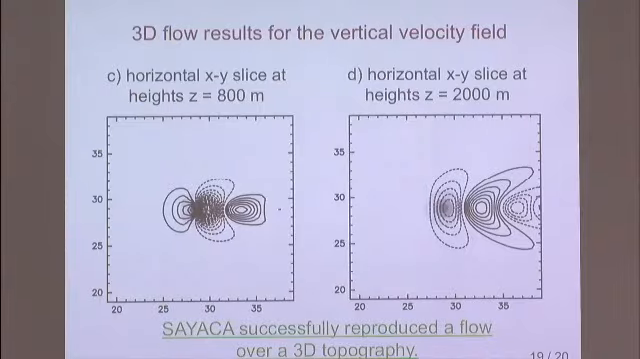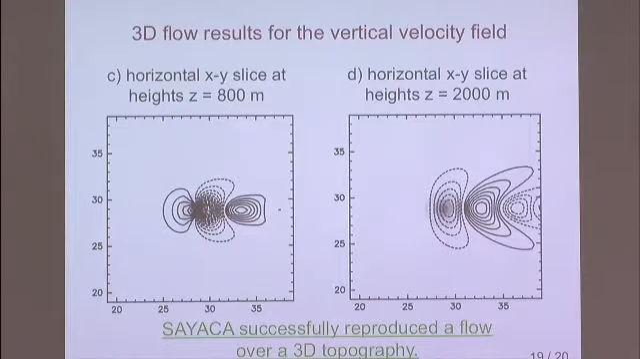And these pictures are the horizontal slices of the vertical velocity field for 2 different heights. This also shows the smooth distribution of the flow field, and we can see a particular U-shape that agrees well with the analytical calculation. So these results demonstrate that the model successfully reproduces a flow field over 3D topography.